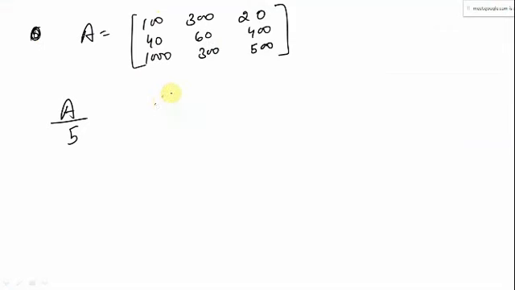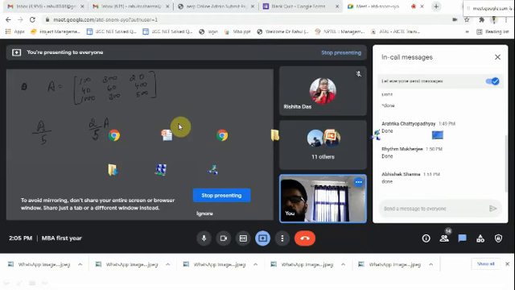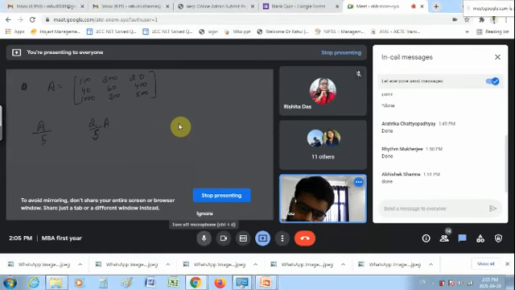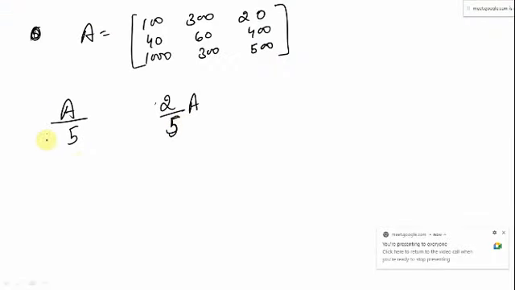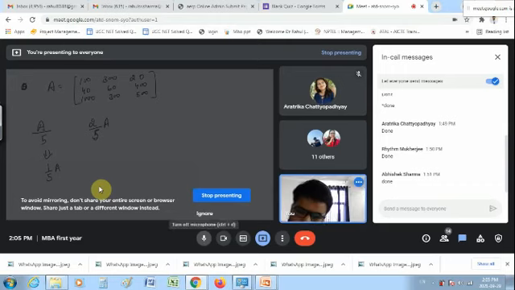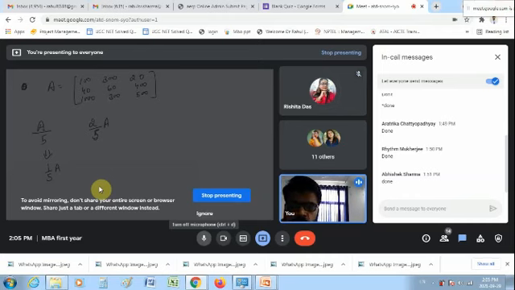If I ask you what is 2 by 5 of 100, then multiply them by 2 by 5. Like 100 into 2 by 5. In the same manner, you can take it like this also, 1 upon 5, isn't it? Right? Dividing all the elements by 5 or multiplying all the elements by 1 by 5 is one and the same thing.